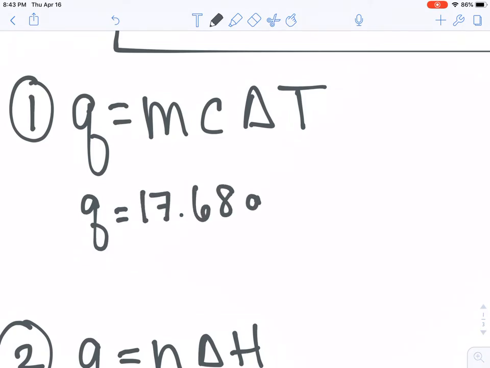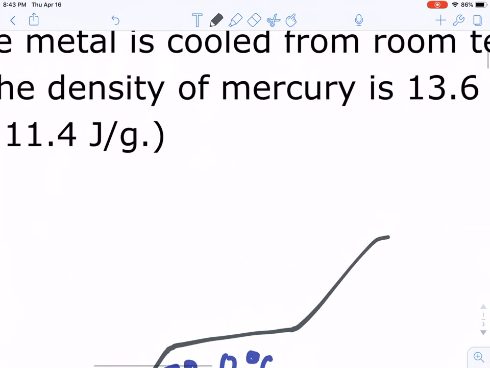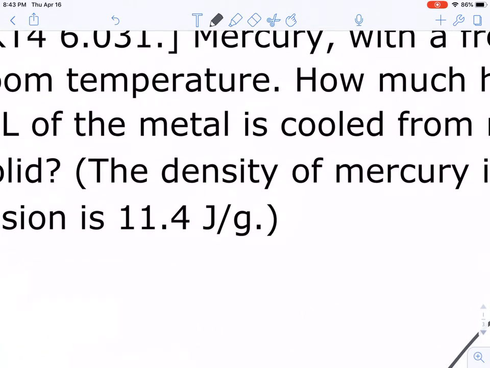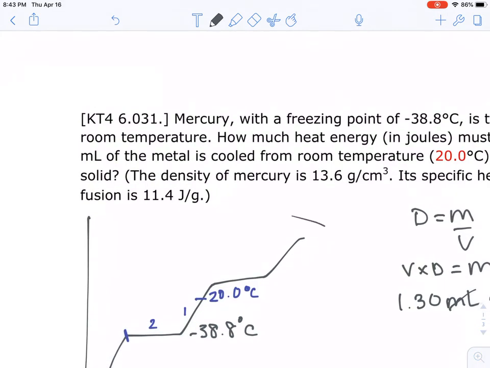Alright, so back into my heat equation, I'm going to have Q equals 17.68 grams times my specific heat for the mercury, which I was given in the problem. So that was that information at the end.